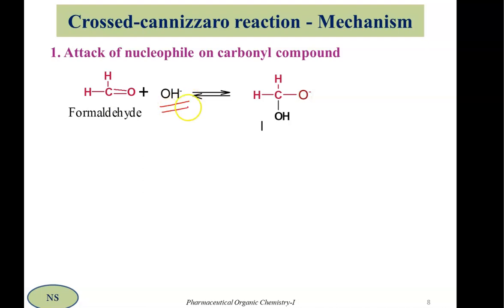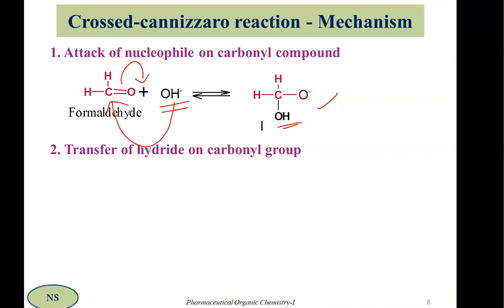So the first step is attack of the nucleophile. Again the medium is the same, either sodium hydroxide or potassium hydroxide. From this, the hydroxyl ions will act as nucleophile on the carbonyl carbon of the formaldehyde. So that OH group will be attached. As soon as the OH attacks the carbonyl carbon, immediately the pi bond moves onto the oxygen, so that the double bond O becomes O minus. So we get a similar type of ion in the first step as in the simple Cannizzaro reaction.